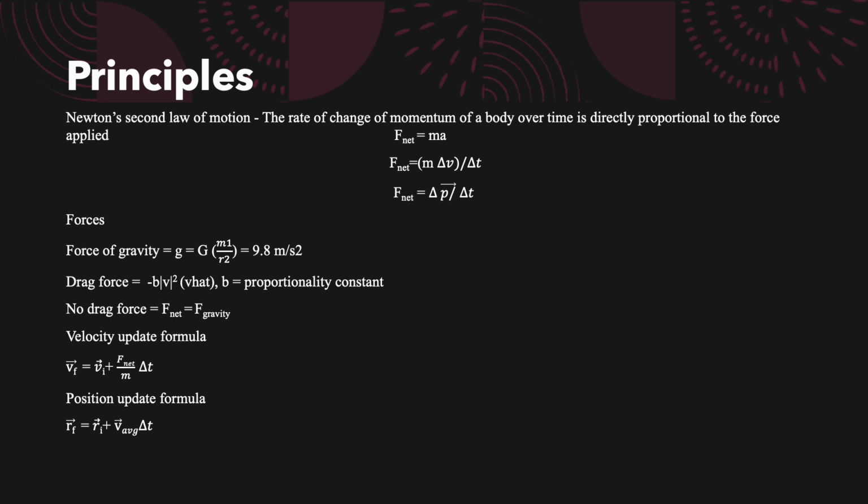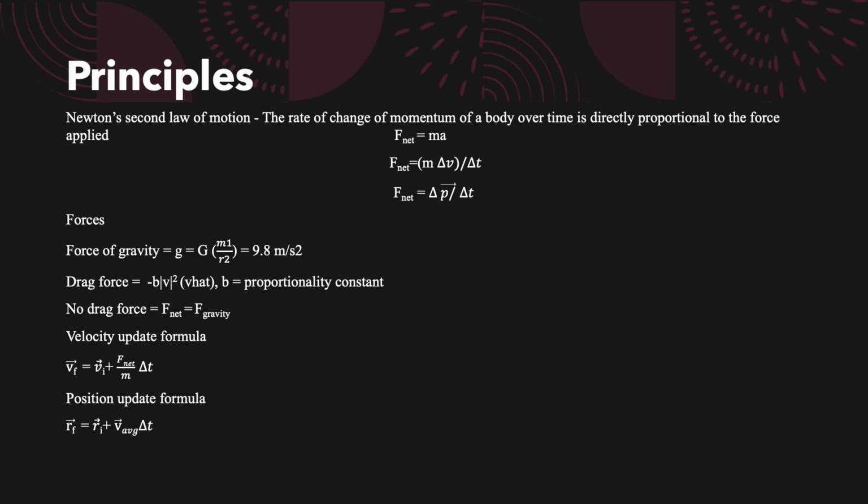The principles used in this video are Newton's second law of motion, which states that the rate of change of momentum of a body over time is directly proportional to the force applied. Net force is equal to mass times acceleration, which is equal to the change in momentum divided by change in time. Force of gravity is equal to the gravitational constant times m1 divided by r squared, which equals 9.8 meters per second squared.